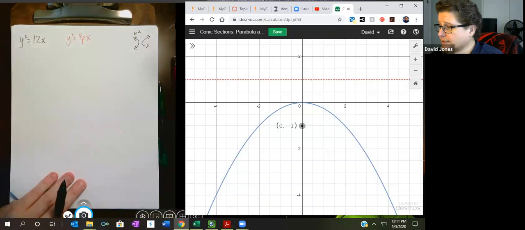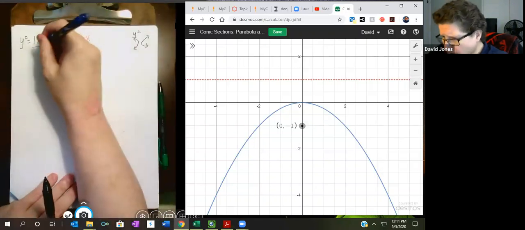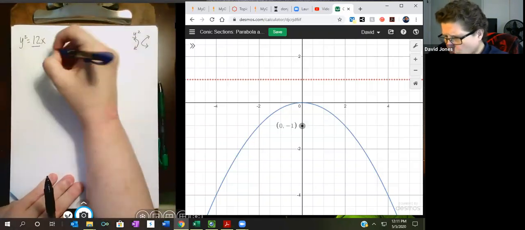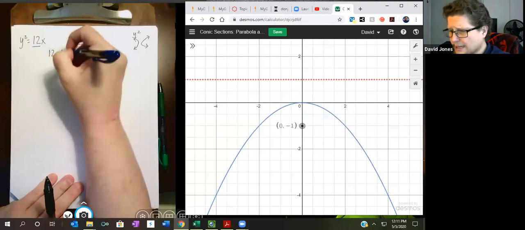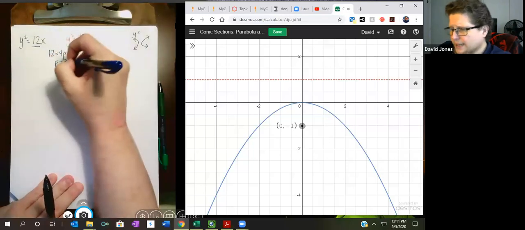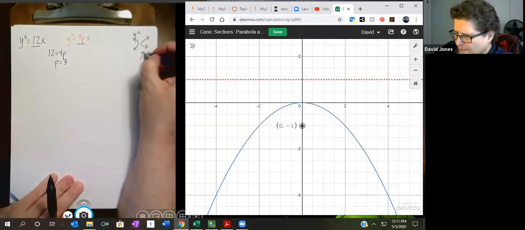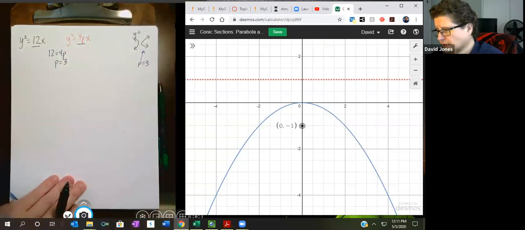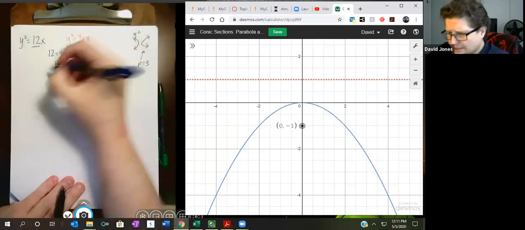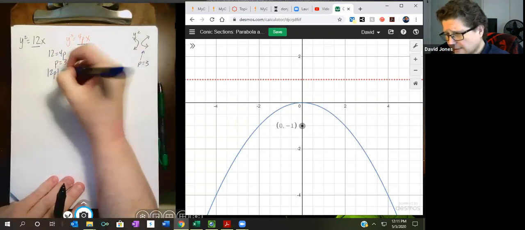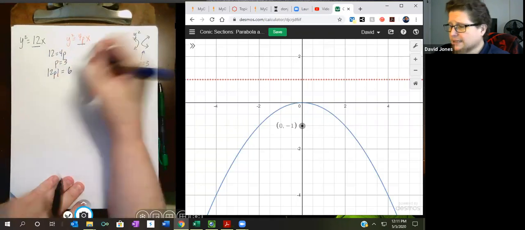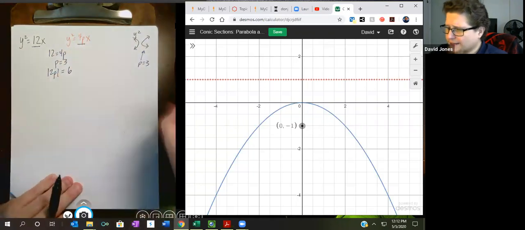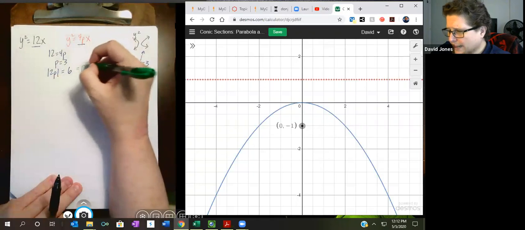Which means 12 equals 4p, p equals 3. P equals 3 says it's opening to the right. That 2 times p is going to be 6. I don't know that I said the name for it either. This is called the focal width.